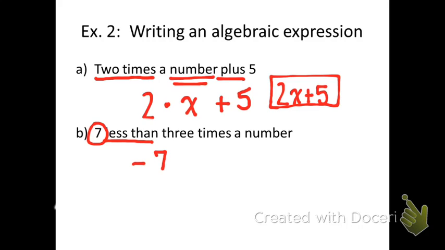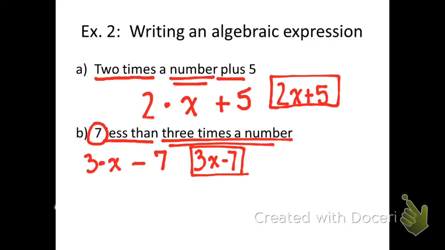There is an indicator here, 3 times the number. So we have 3 times, which is our multiplication sign, number. I'm going to use x for my example. 3 times the number minus 7. Simplify, 3x minus 7 is your final answer.